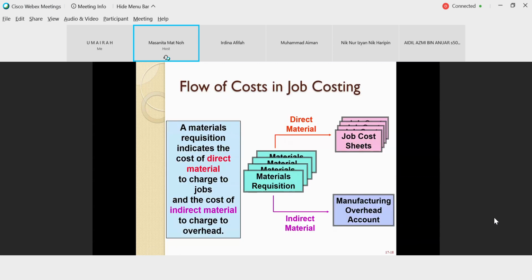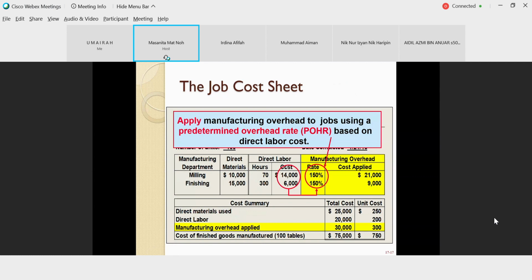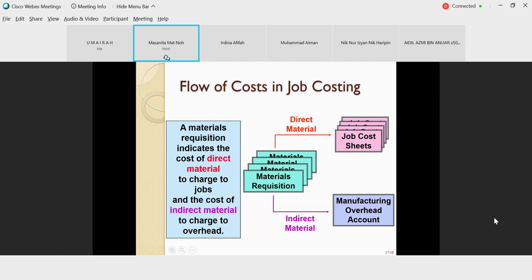Alright. So this is the flow. Maksudnya macam flow of the cost tu lah. Okay, tadi you dah dapat dah the information. Okay. So sekarang ni kita nak asingkan, nak tunjuk macam mana.